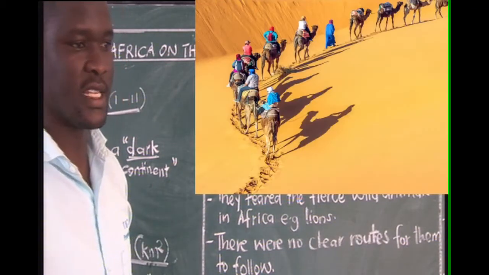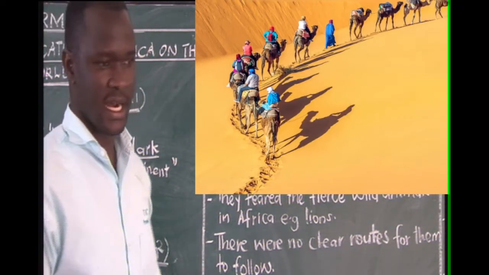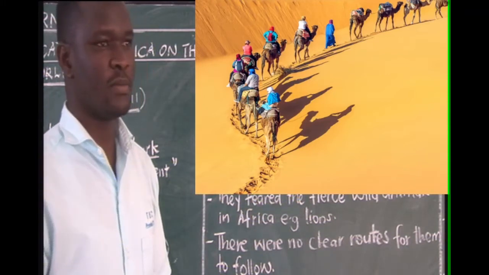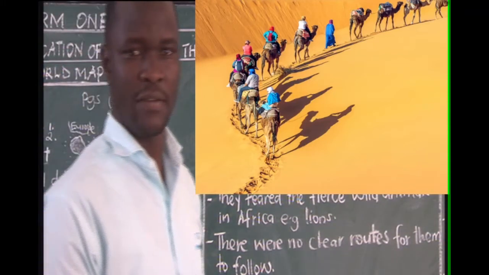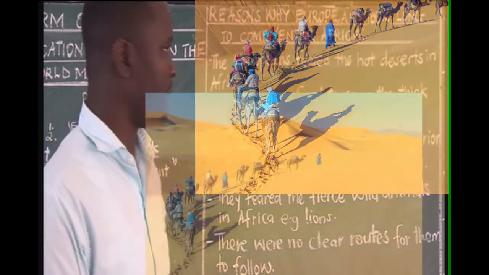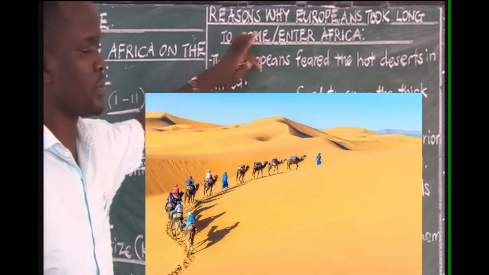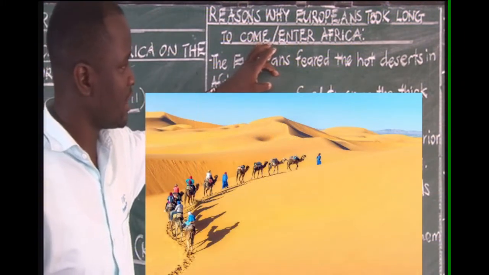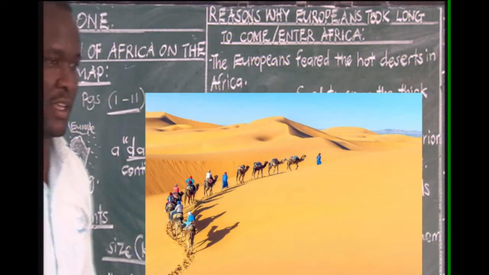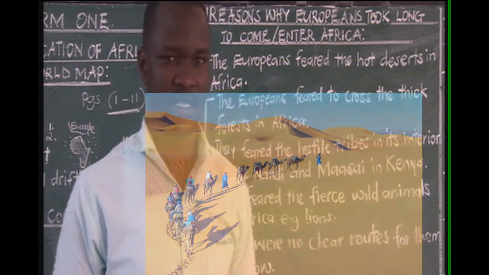So all those deserts are very hot, more so the Sahara Desert. So these Europeans feared, they thought maybe if they came to Africa, these deserts could boil their skin and they could also become black, or they could just melt them. So they feared to come to Africa because of the hot deserts that were in Africa. We have given an example, the Sahara Desert, that will take us the hottest in Africa.